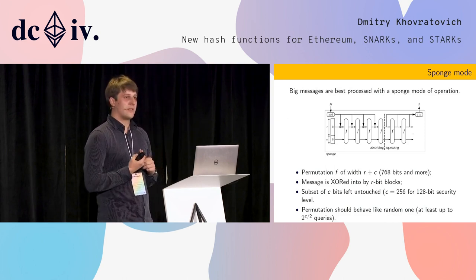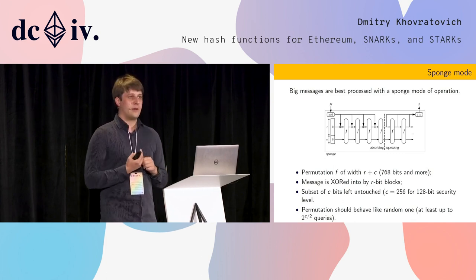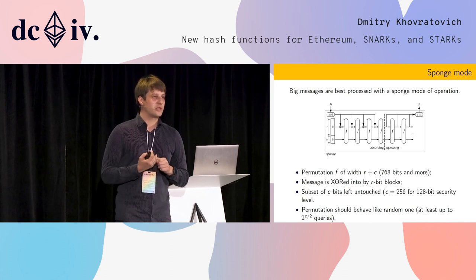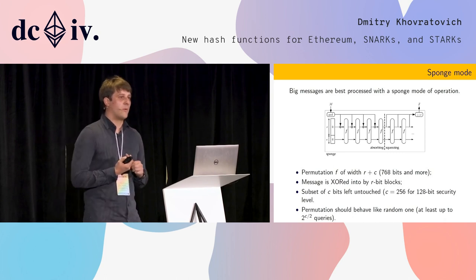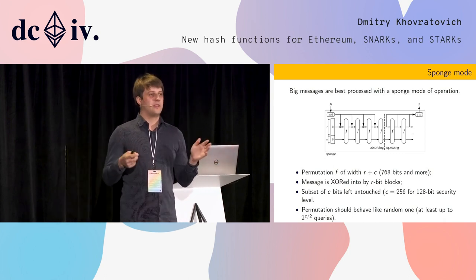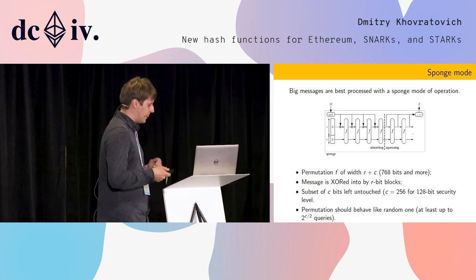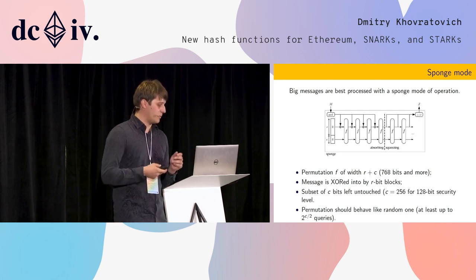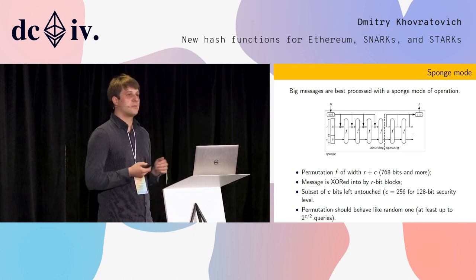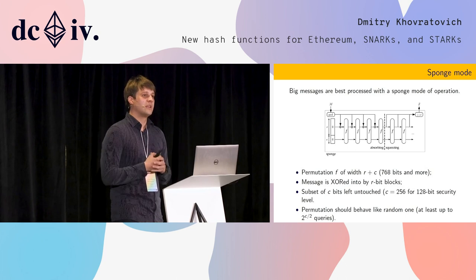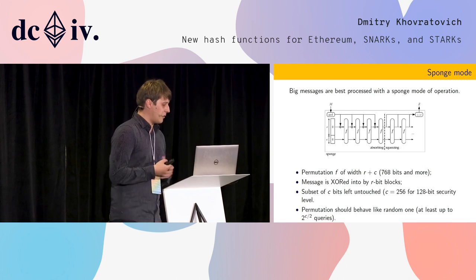It turns out that if we want to process some very wide input with a hash function, then a very secure construction is the sponge mode of operation, and it's based on permutations. By a very wide permutation I mean an easily invertible transformation that applies to a very wide block. Here, the permutation is of width like 768 bits or more: 1,000 bits, 2,000 bits, 4,000 bits. We know how such permutations can be constructed.